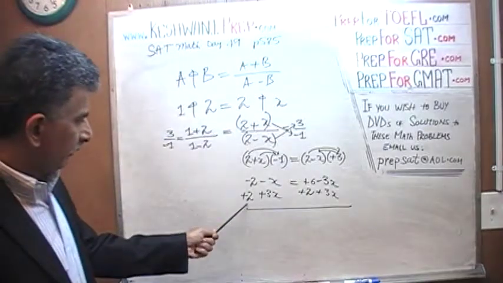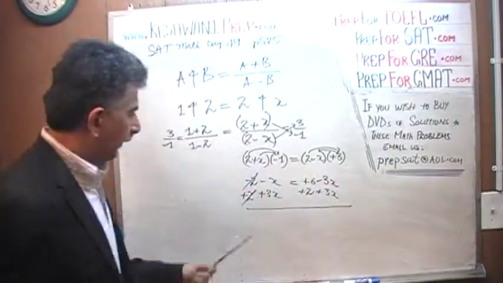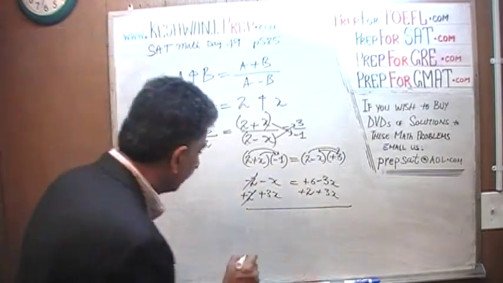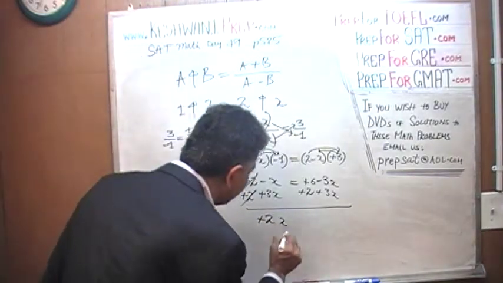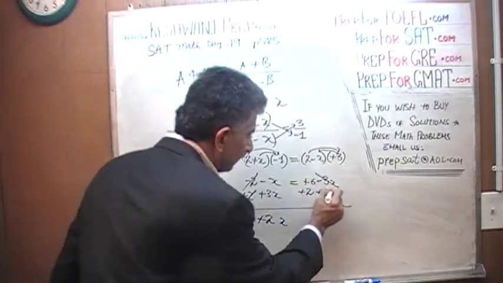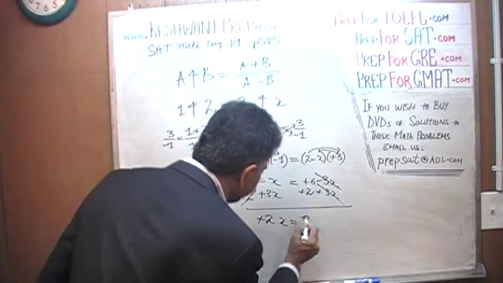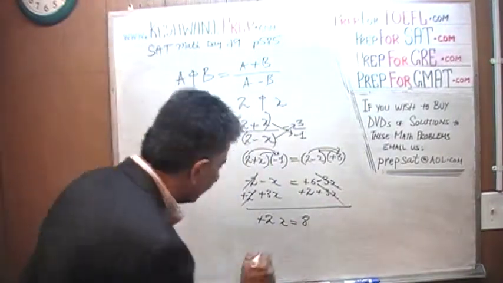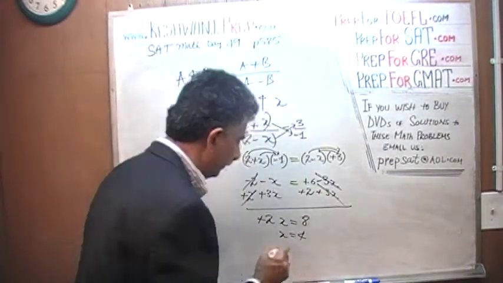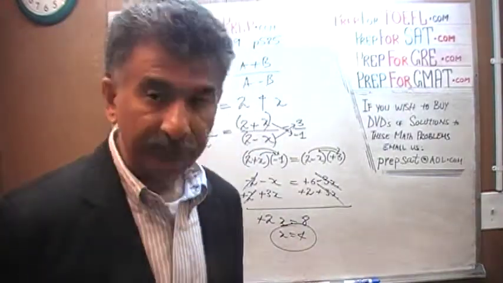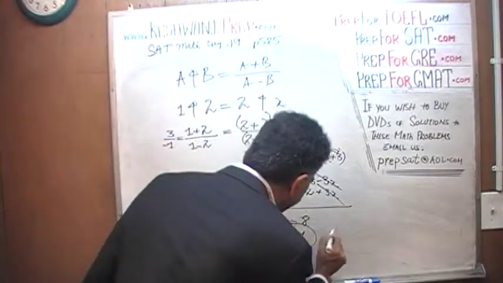Here we have a negative 2 and a positive 2, they're going to cancel out. And here a negative x and a positive 3x is going to give us positive 2x. On the other side, a negative 3x and a positive 3x will drop out, and here we get an 8, since 6 plus 2 is 8. 2x equals 8, and therefore x equals 4. That's it. x equals 4 is the answer. Answer is A.